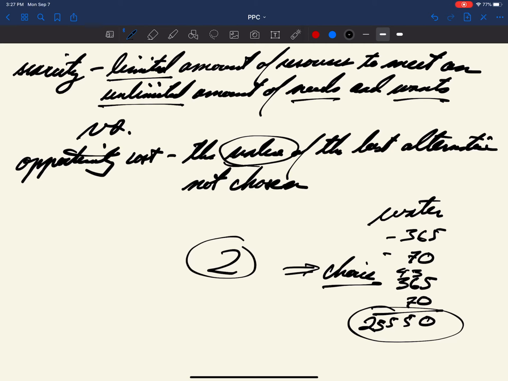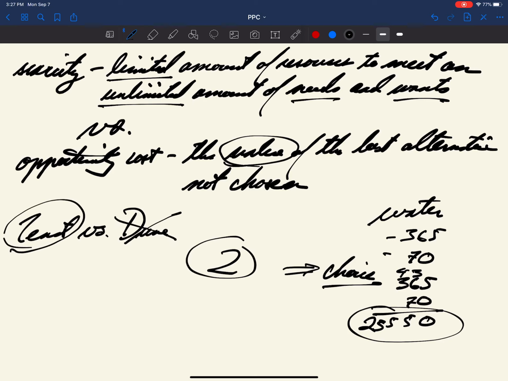So let's say that you've narrowed it down, and you now have a choice between, say, Tenet versus Dune. All right. Now, one of these is going to be your choice. One of these is going to be your opportunity cost. So let's say that you choose Tenet, which means Dune is going to be your opportunity cost. Here's the thing about this, and this is what I want to make clear now. All of this, scarcity, opportunity cost, and the production possibility curve, it's always about the resources. And that's the most important part of this.